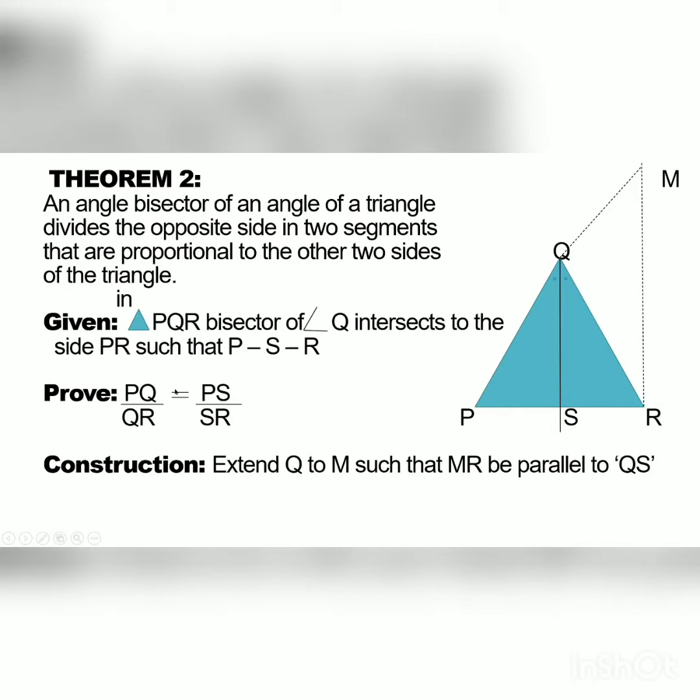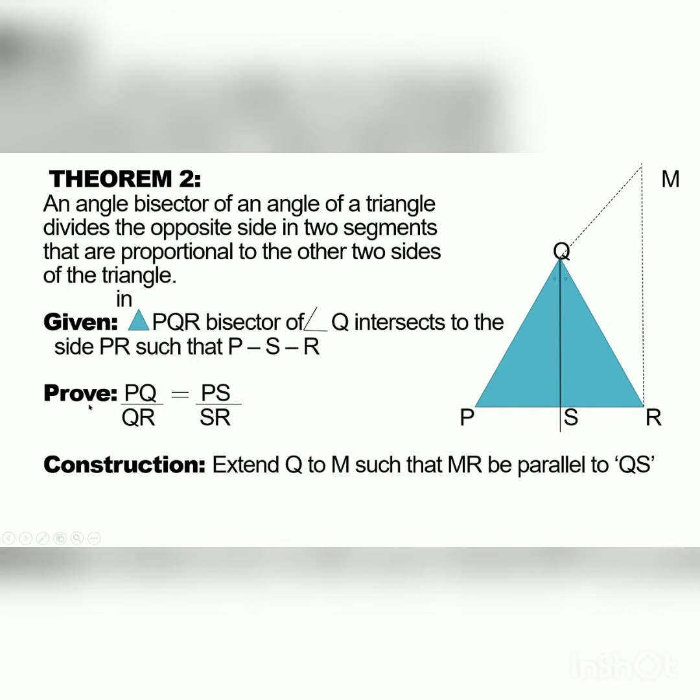Next, the given part of our theorem. So you have to write the theorem, given part from our diagram. In triangle PQR, the bisector of angle Q intersects the side PR such that P, S and R lie on the same line. Means QS bisects at point S the opposite side PR.